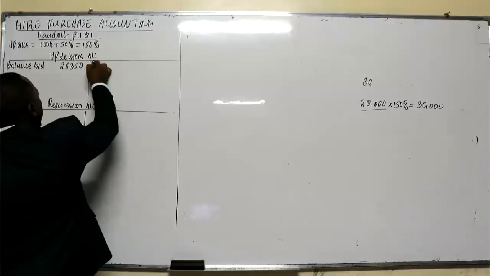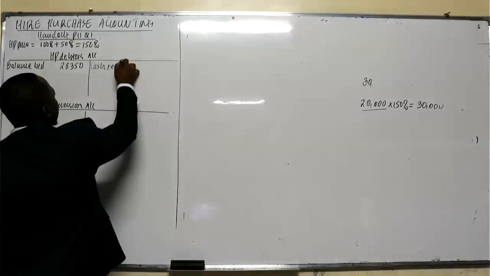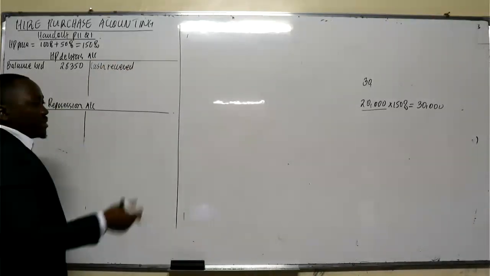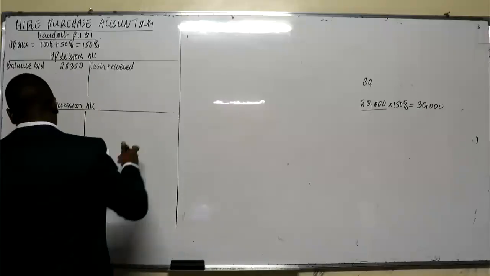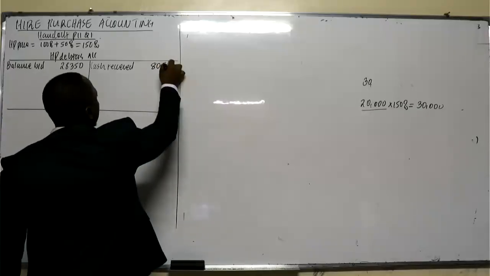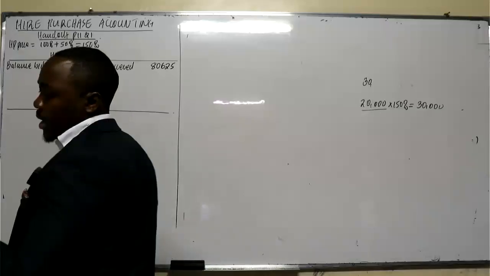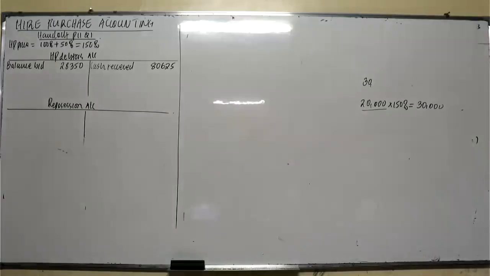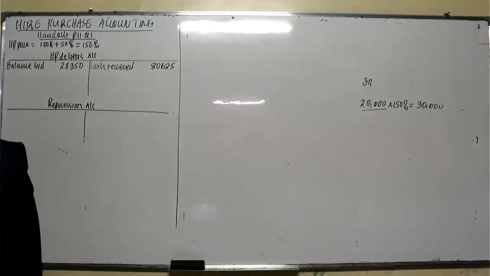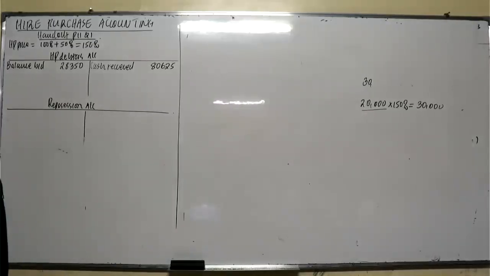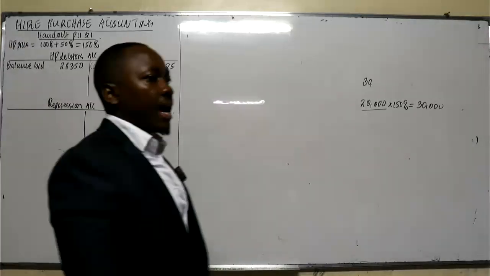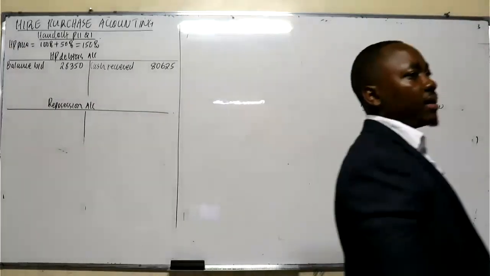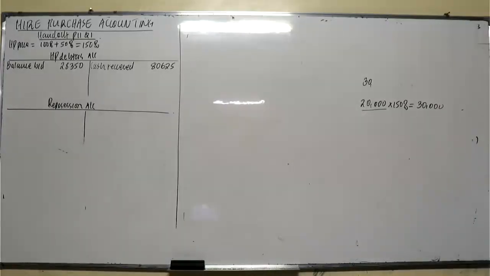So you credit the amount of cash received. If you receive cash from a customer, that means your debtors value reduces. Received an amount of 18,625. Then we have bank balance, creditors, general expenses, revenue reserve. Revenue reserve, that's what we call retained earnings. Write that as RE, retained earnings.